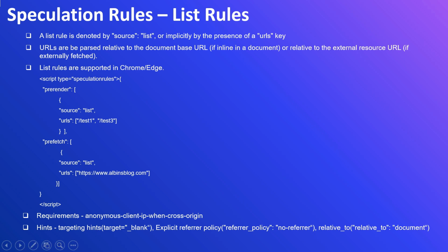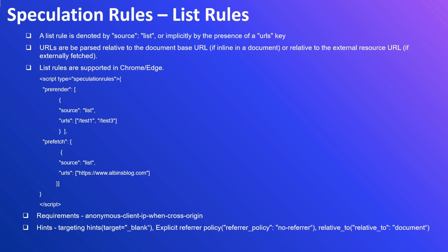If you refer to this sample rule definition, the rules are defined in a JSON structure and inside a special script type called speculationrules. If you see here prerender rules, then prefetch rules, you can define multiple prerender and prefetch rules. If you see again here prerender rule, source, list, then you can specify URLs. Here any URL starting with /test1 or /test3. Also prefetch, source, list, URLs. I am specifying an external URL here.